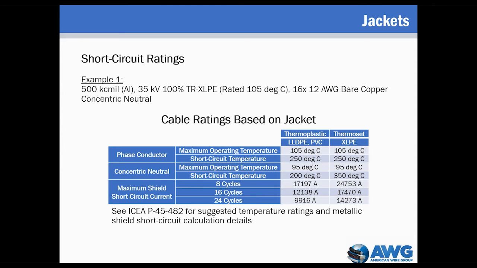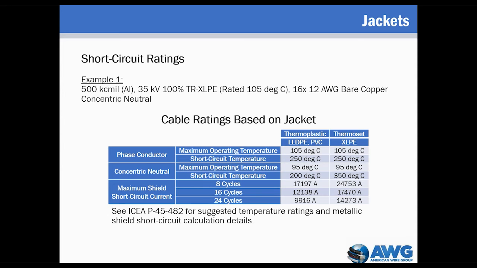To illustrate the effect of short circuit temperature rating of the jacket, we will look at a few examples. For the first example, we will consider a 500 kcmil aluminum cable rated 35 kV with 100% insulation level, TRXLPE insulated and rated 105 degrees Celsius, with a concentric neutral consisting of 16 12-gauge bare round copper wires, jacketed with either a thermoplastic or thermoset material.